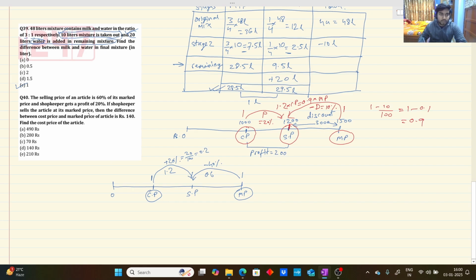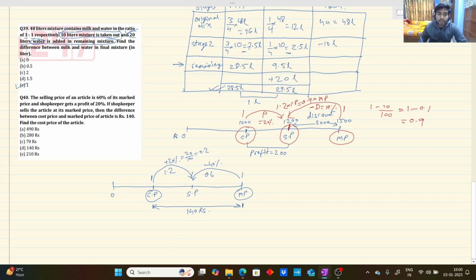It says if the shopkeeper would have sold its item at this marked price, then the difference between the cost price and the marked price, this value is 140 rupees. 140 rupees. This is what has been given to us, right?